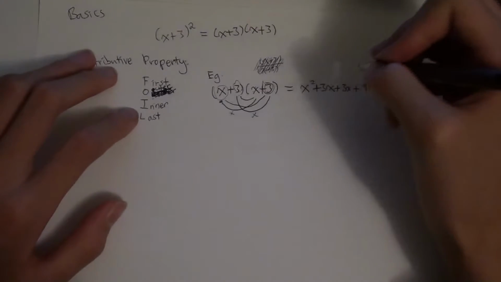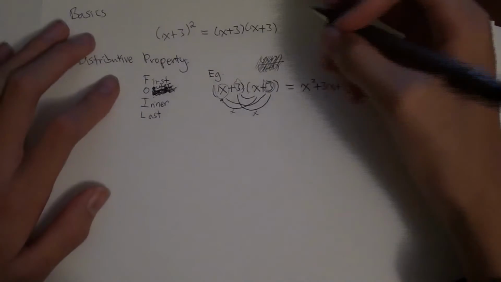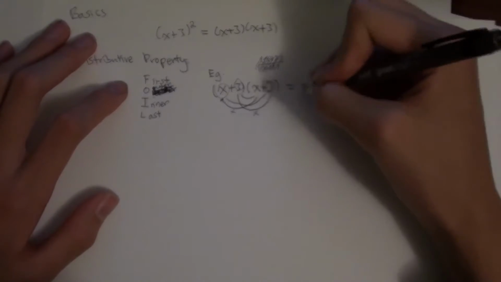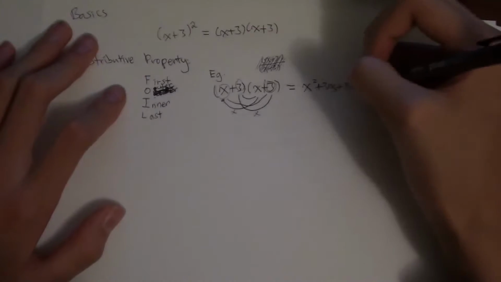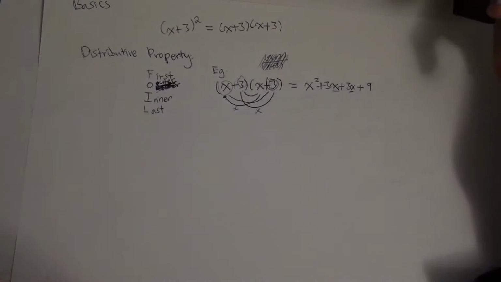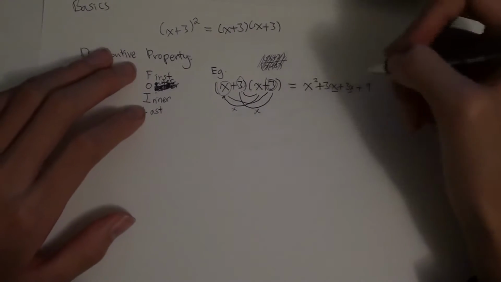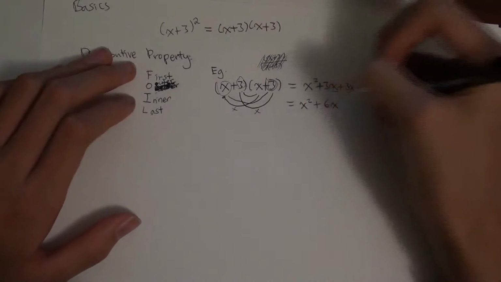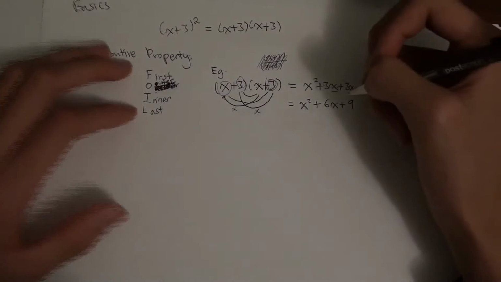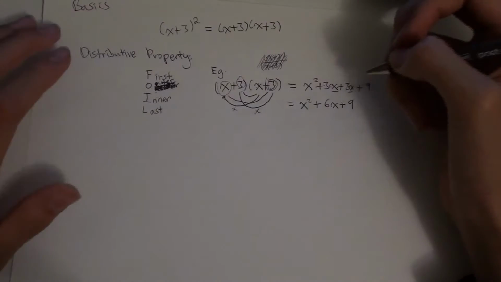Alright, and you add 3x, and now what do you do? That is your final answer. But then you notice that there's two like terms here. And what like terms are? They're two terms with the same variable, and they can be added together. So for simplicity's sake, we're going to add them together. Equals x squared plus 6x plus 9. That is your final answer.